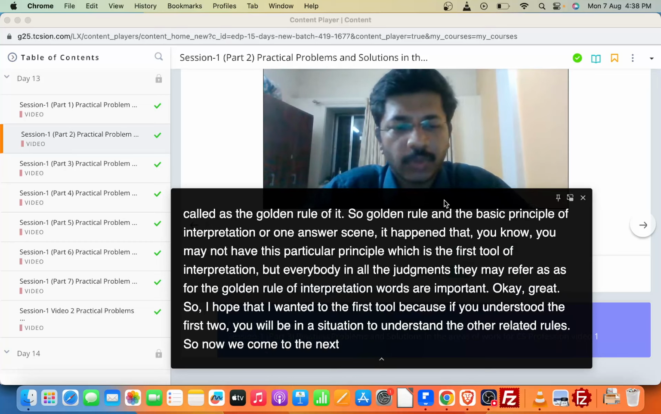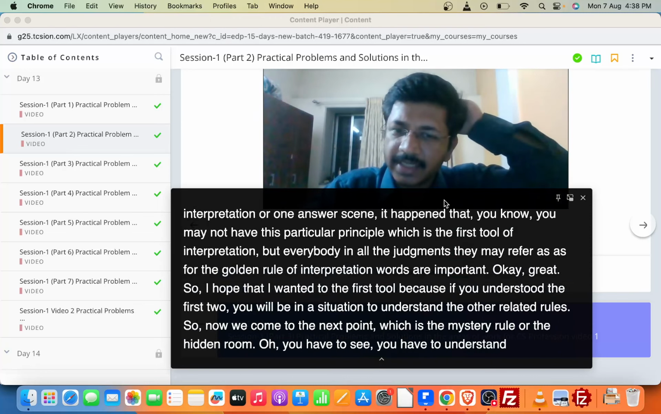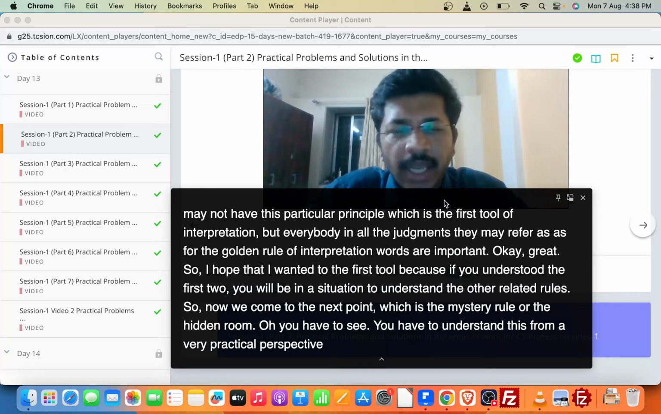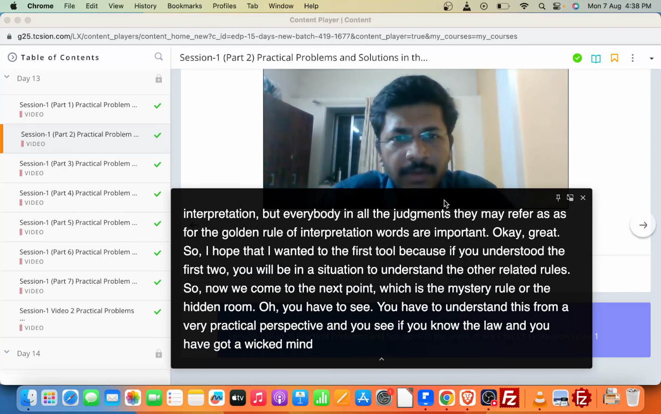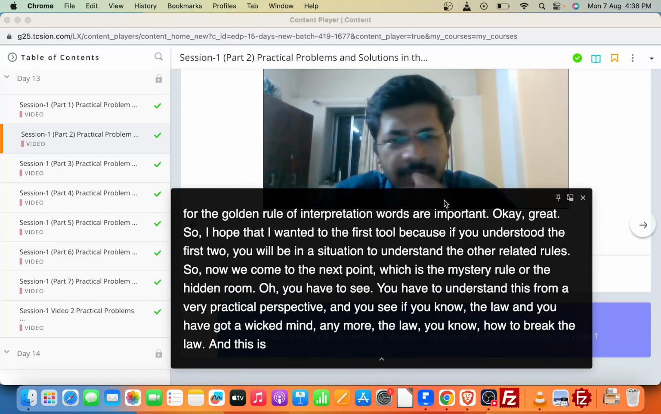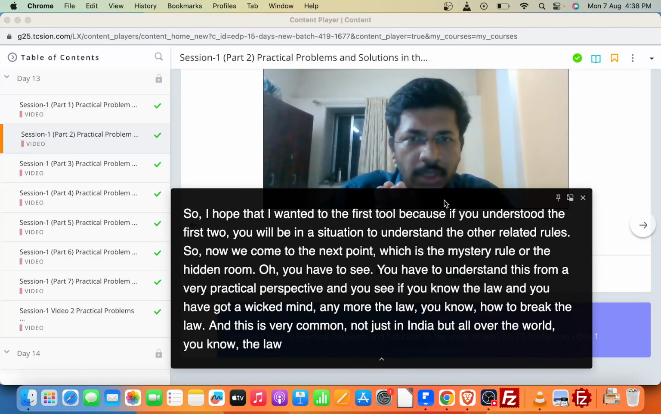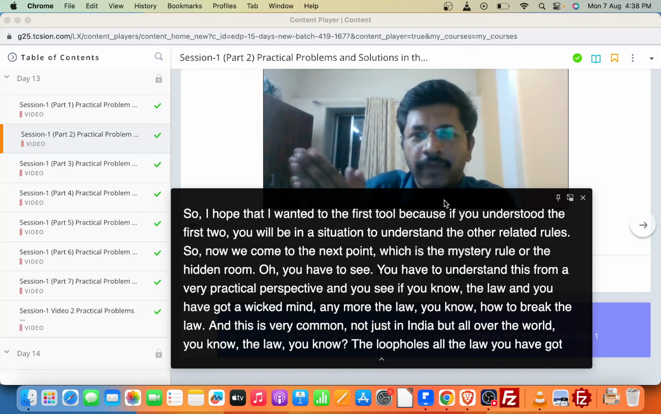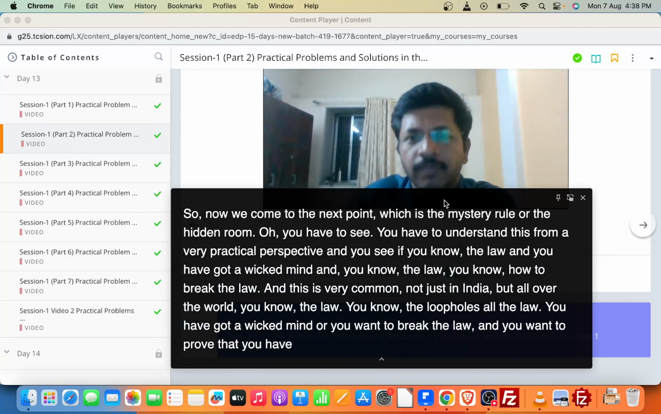So now we come to the next point, which is the mischief rule or Heydon's rule. You have to understand this from a very practical perspective. If you know the law and you have got a wicked mind, you know how to break the law. And this is very common, not just in India, but all over the world. You know the loopholes of the law, you have a wicked mind, or you want to break the law and you want to prove that you have broken the law.